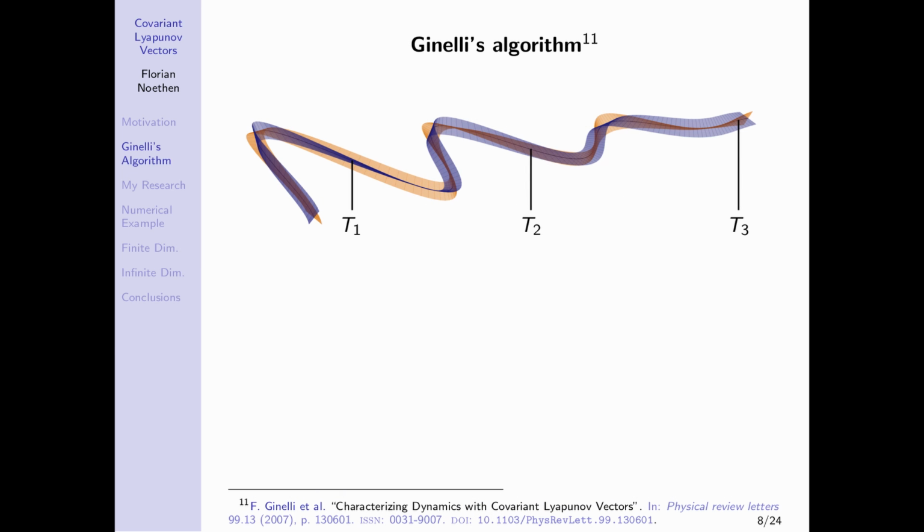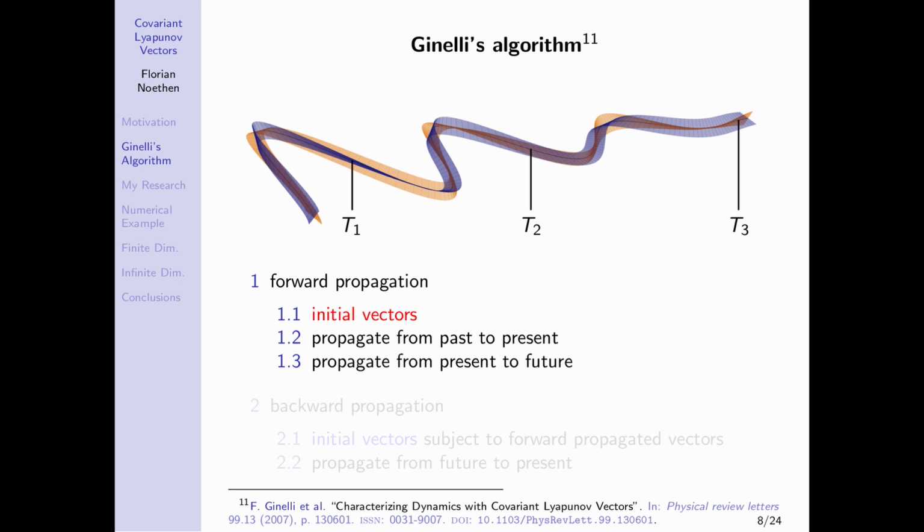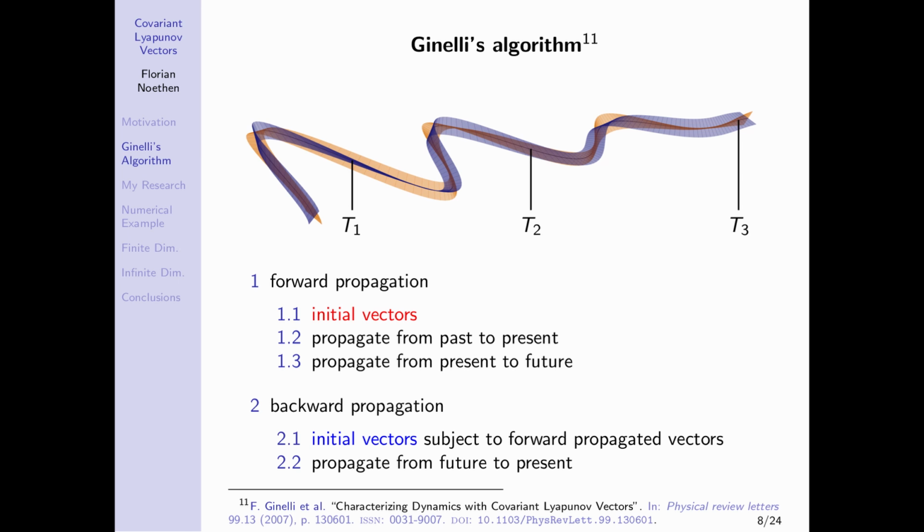Given some background trajectory and the linear propagator, we would like to compute CLVs, let's say at the point t2. For this, we need data along the path of the trajectory until some point t1, and the future part of the trajectory until some point t3. Now, Ginelli's algorithm basically consists of two phases. First, the forward propagation, and second, the backward propagation.